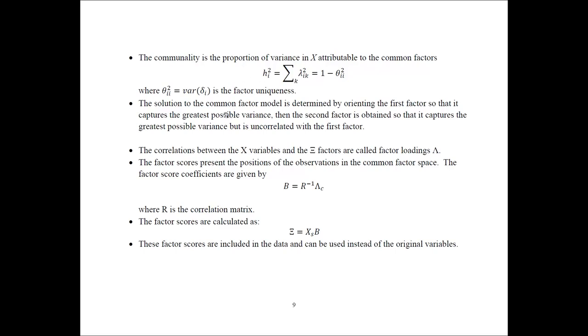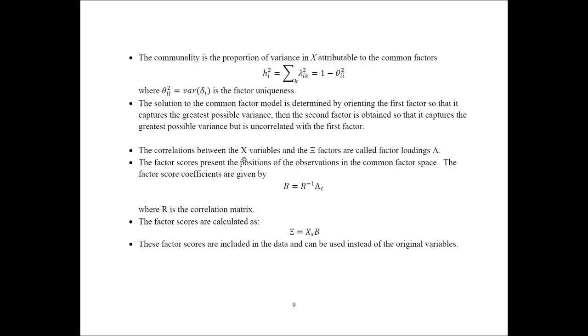Okay, so the solution to the common factor model is determined by reorienting the first factor so that it captures the greatest possible variance, and then the second factor so that it captures the greatest possible variance that's not already accounted for and is uncorrelated with the first factor. This is exactly the same as we had with principal component analysis.